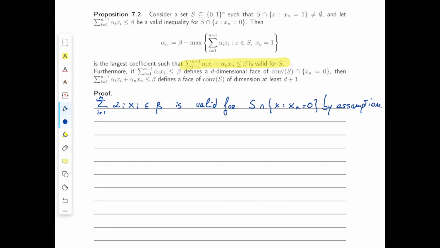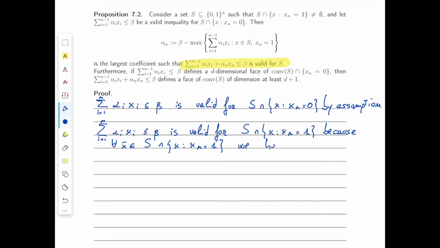Great. What about instead the points with xn equal to 1? So the sum for i that goes from 1 to n of alpha i xi less than or equal to beta is valid for the points in S with xn equal to 1, because for every vector x bar in such a set, we have the sum of alpha i x bar i for i that goes from 1 to n.